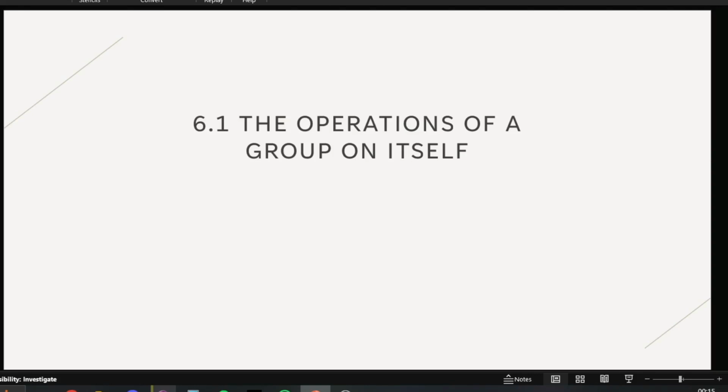The next topic we are going to look at is operating a group on itself. So far, with group operations or group actions, we have taken a group G and a set S and had the group G operate on S, and the final result will be in the set S. But now we are going to have G operate on itself.